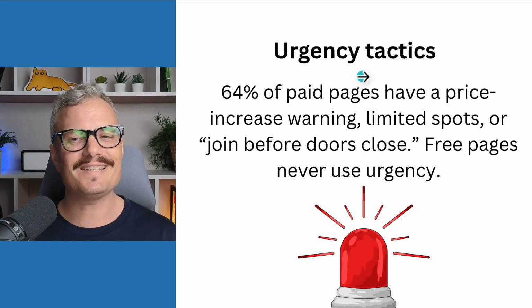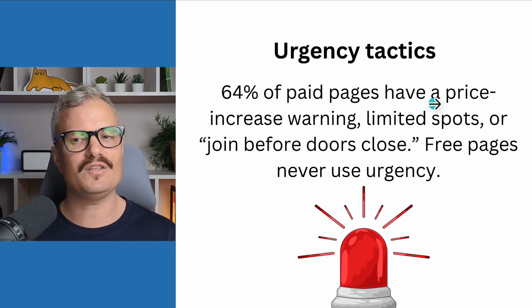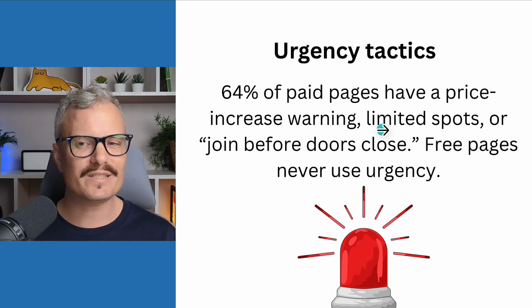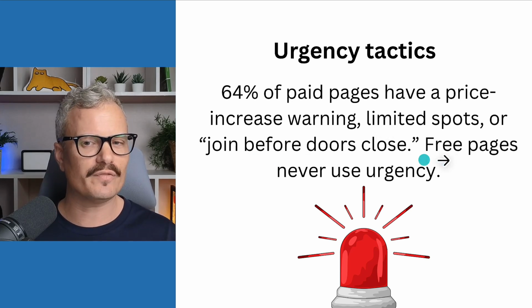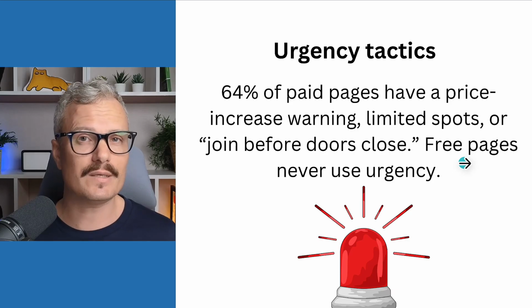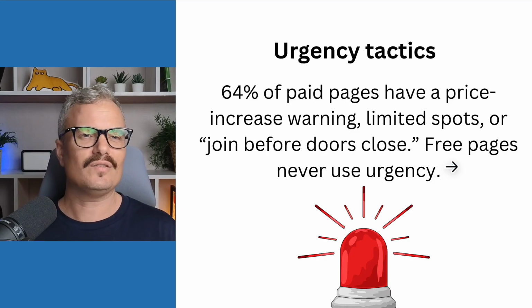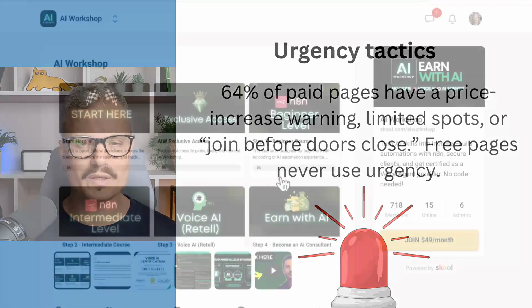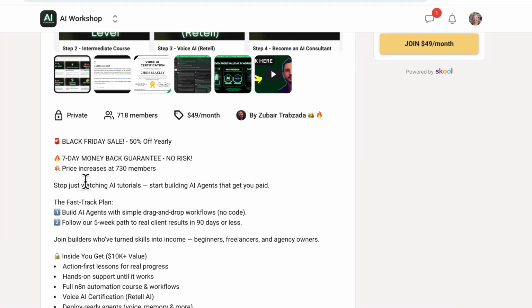The next part is urgency tactics. Now, 64% of paid pages have a price increase warning or some type of limited spots or join before the doors close. Free pages obviously never seem to use urgency, which makes sense for a free community. You're not really going to close the doors because it's kind of your lead magnet. You're bringing people in. But on the paid ones, it was a lot of trying to drive urgency.